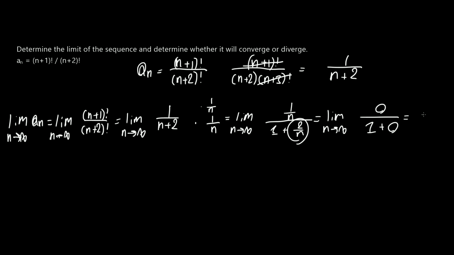So now the final answer is 0 over 1. So the answer is just 0. So even though the answer is 0, it is still converging to a real number, as 0 is a real number. So this sequence here will be converging to 0. And then there's your answer for this problem.